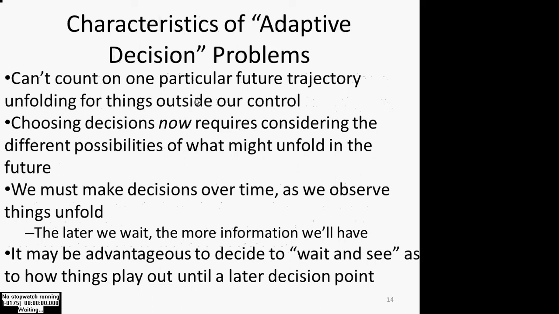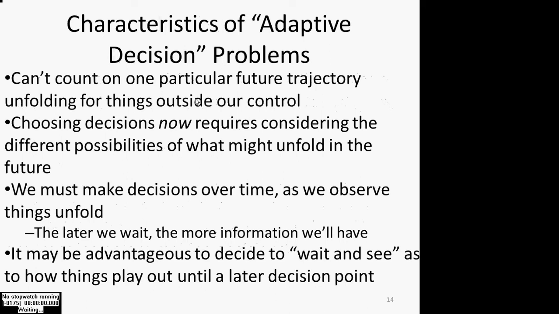So let's talk about some characteristics of these problems. With these adaptive decision problems, or dynamically complex decision problems, as I call them, we can't count on one particular future trajectory unfolding. It would be nuts to say to the province, this is what you should do on June 1st, June 7th of each year, etc., for each week of the year. They'd be throwing their money away in a cool year, and they wouldn't be spending enough for a hot year. Do you get that? Wouldn't be spending enough to fight the mosquitoes, right?